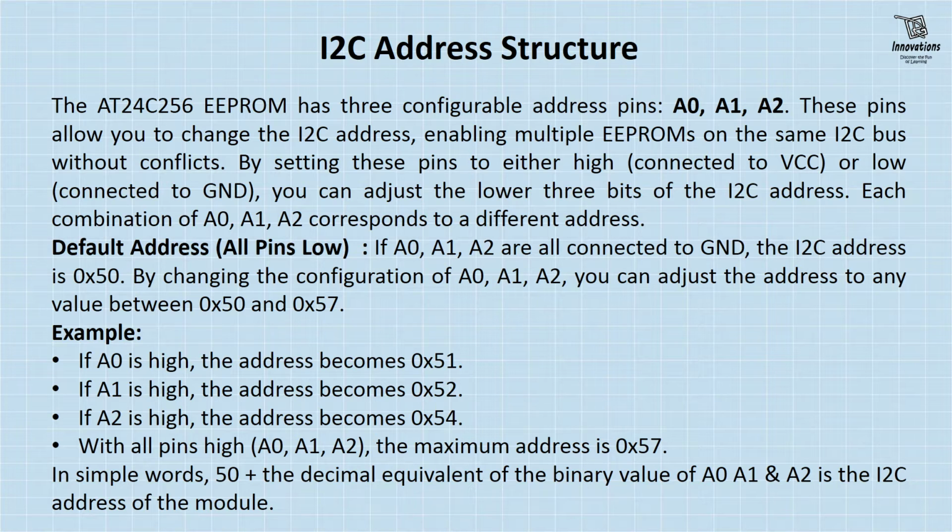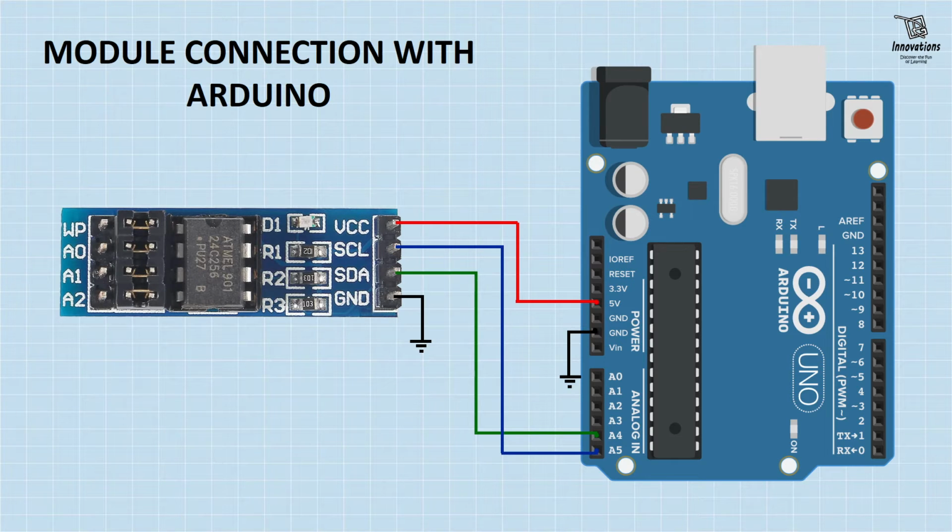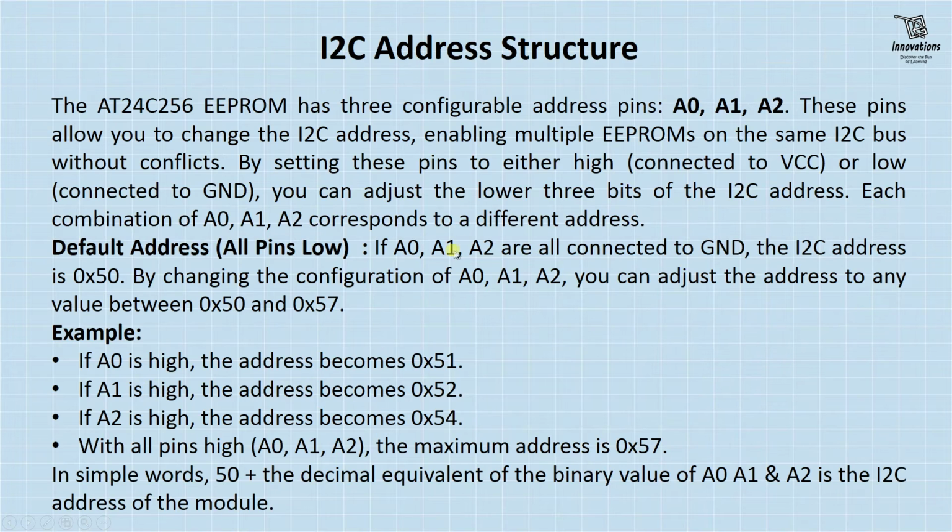Now what is the default address? All pins low. If A0, A1 and A2 all are connected to ground, which is by default there, if we see this module, A0, A1 and A2 are grounded. These pins are ground pins. These are the A0, A1 and A2 pins. These are the 5 volt pins. So these jumpers are connected this side, means these are grounded. So if A0, A1 and A2 all are connected to ground, the I2C address is 0x50.